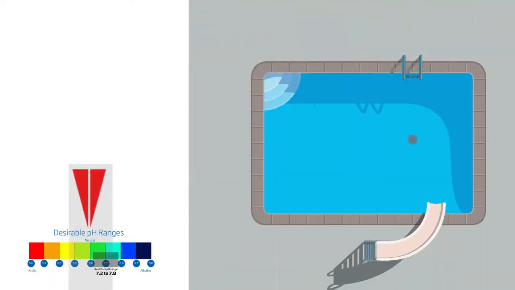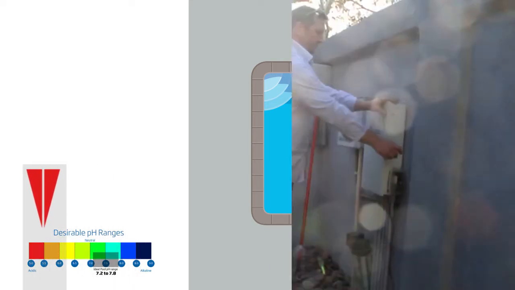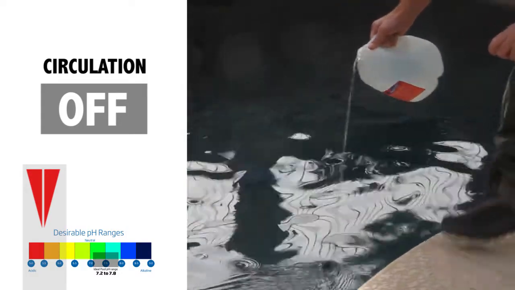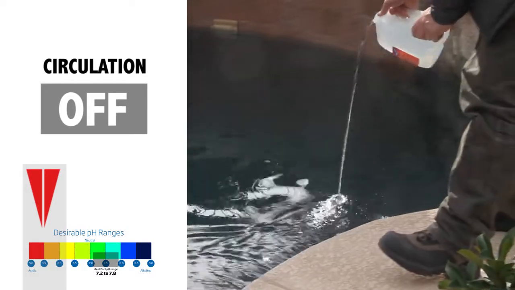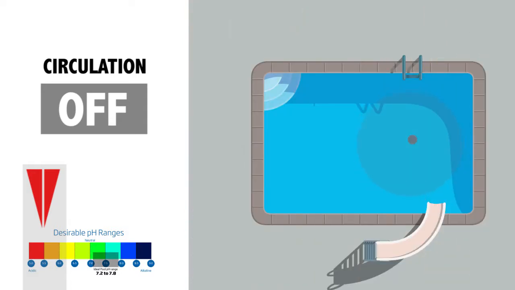In some cases, the alkalinity levels may be too low or even too high. To lower alkalinity levels, shut all circulation off. Then take a gallon of muriatic acid and slowly pour it into the deep end of the pool. You will see the acid descend to the bottom. Make sure to pour the acid over the main drains.